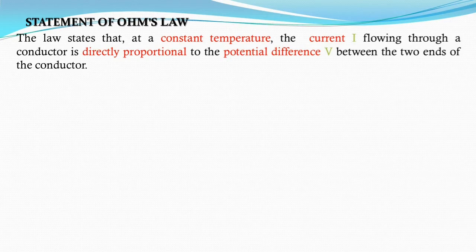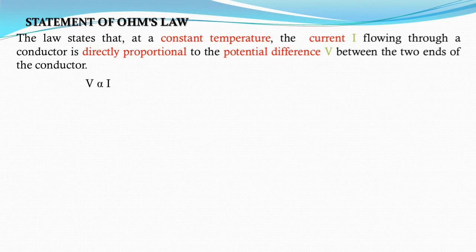Now, what is meant by directly proportional? Actually, it is a relation between the current and the potential. Directly proportional means if we increase the potential difference, the current will increase automatically, and if we decrease the potential difference, the current will decrease automatically. So if one goes up, the other will also go up. If one goes down, the other will go down. So the potential difference is directly proportional to current.